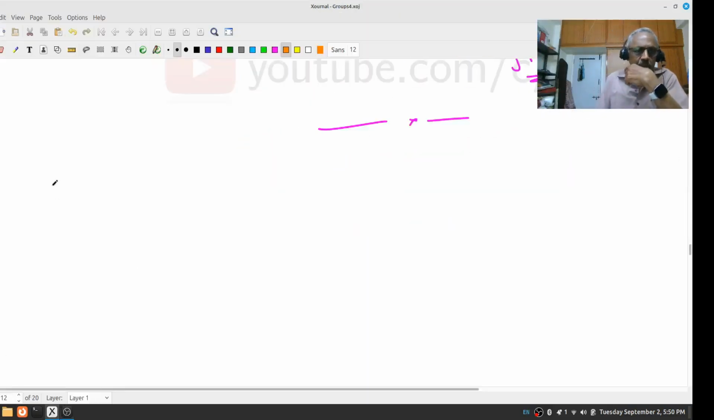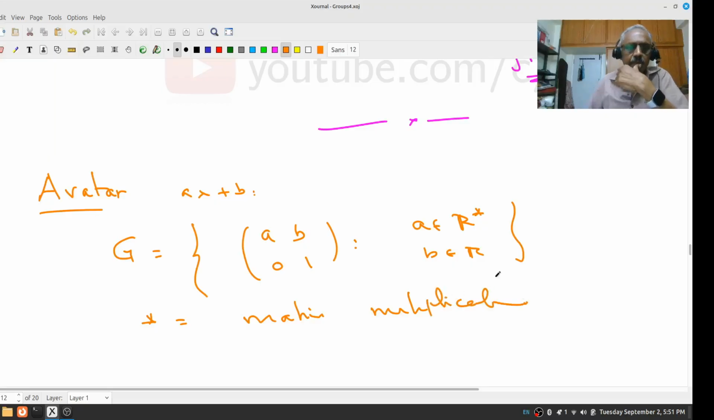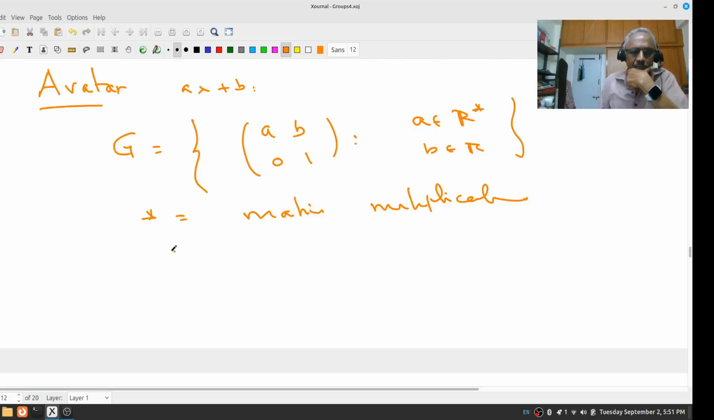Now let us look at a different avatar of ax plus b. Let me look at the set of matrices A, B, 0, 1, where A is non-zero and B is a real number. And the star is matrix multiplication. Therefore, what happens if I take C, D, 0, 1 and A, B, 0, 1?